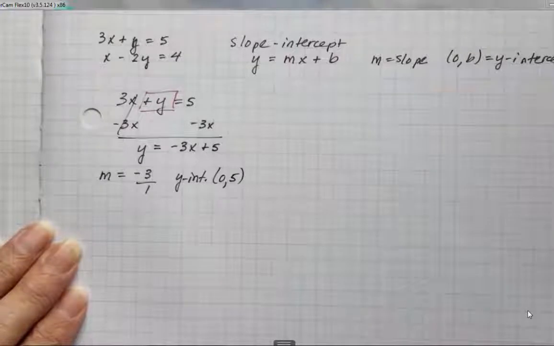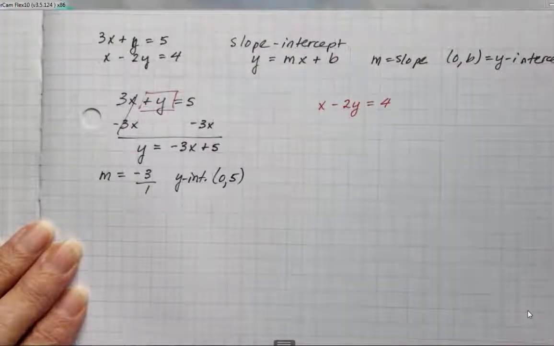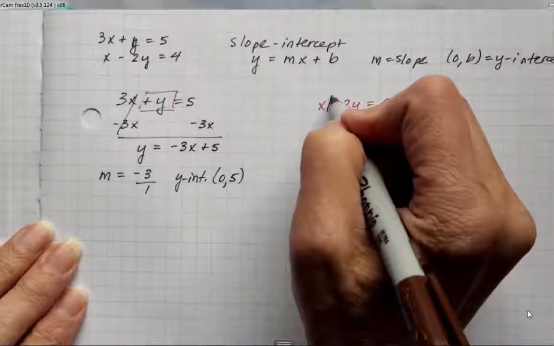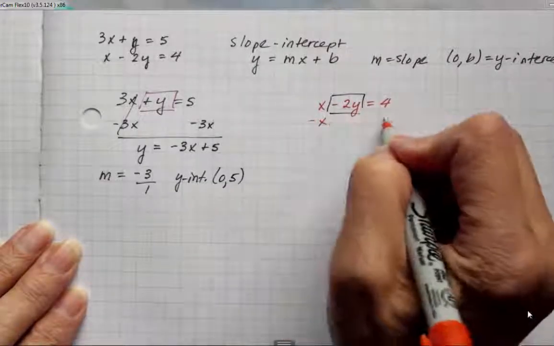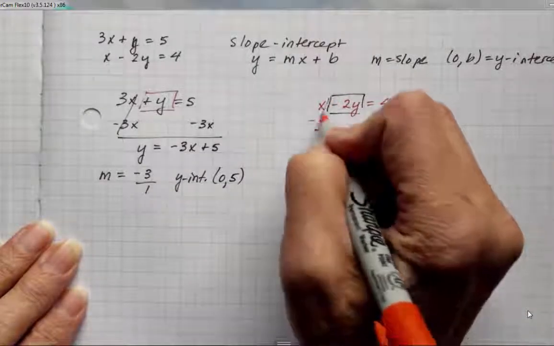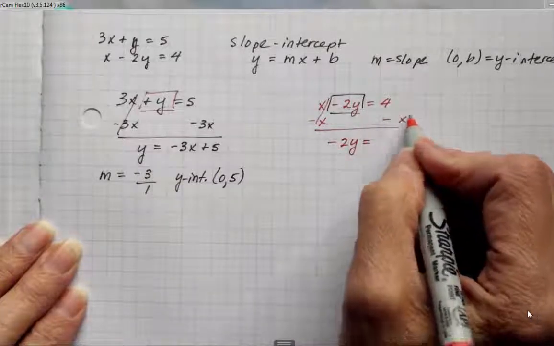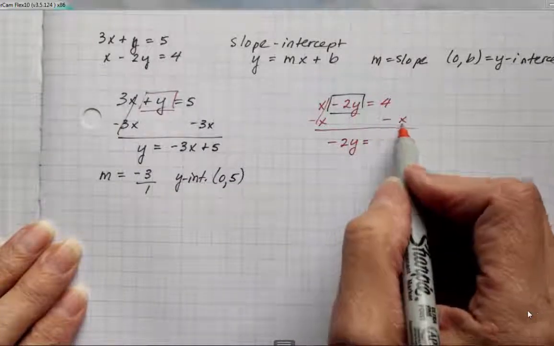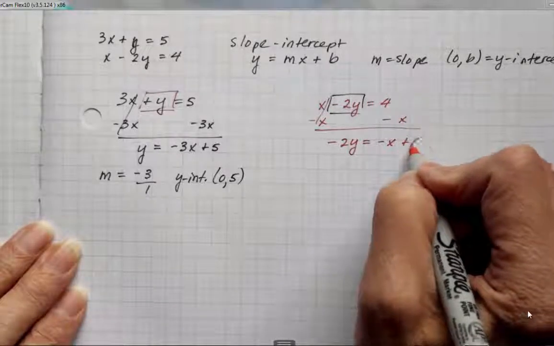The second line is x minus 2y equals 4. And again, I want to get the y by itself, but first I have to get the term that has y in it by itself. So I'm going to subtract x from both sides. I end up with negative 2y equals, and again, these do not combine together. I'm going to write my x term first, so it's negative x plus 4.